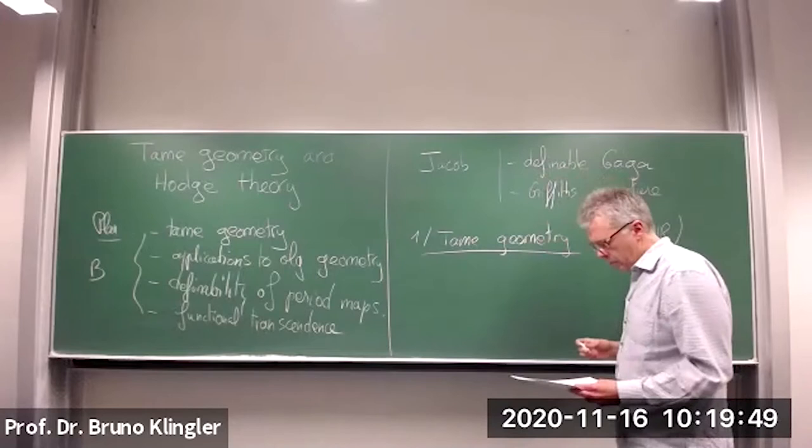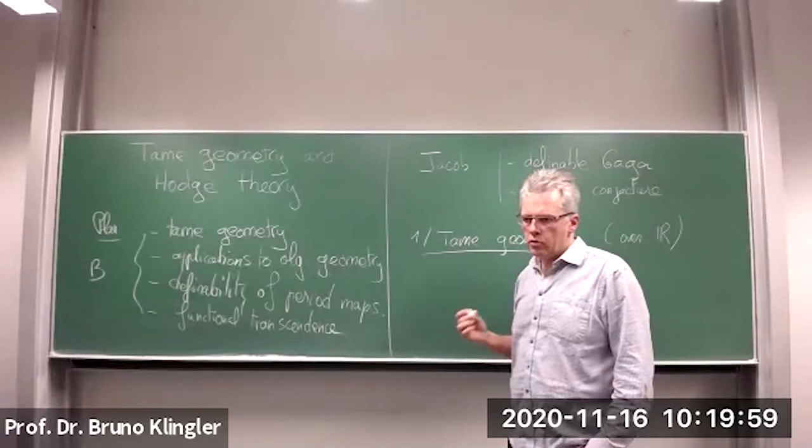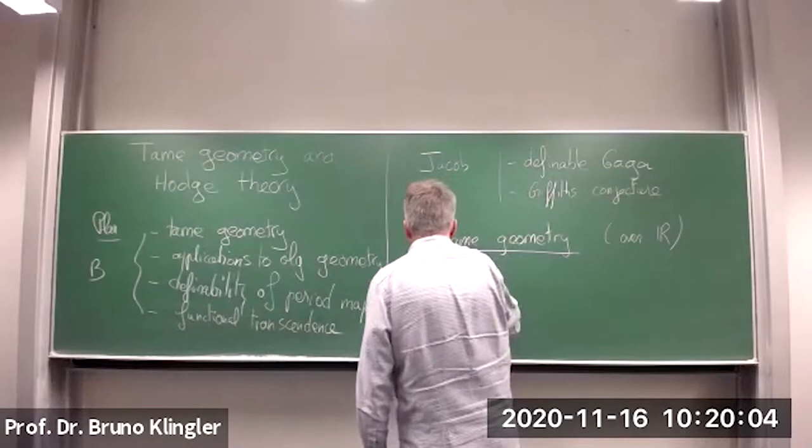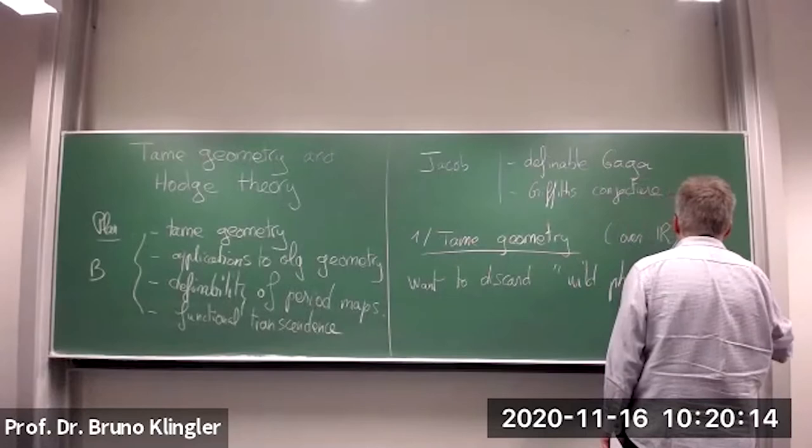And this means that you want to get rid of wild phenomena, and the wild phenomena are typically like Cantor sets or Peano curves, but also much more basic things. So you want to discard any wild phenomenon from the point of view of topology.